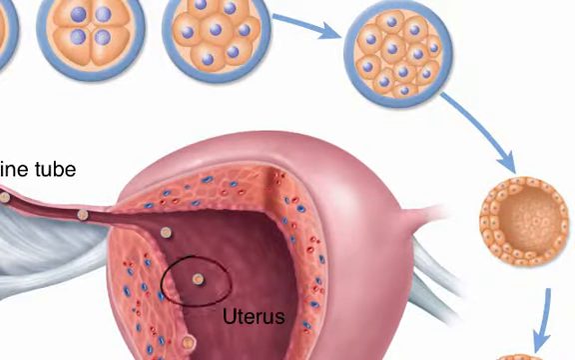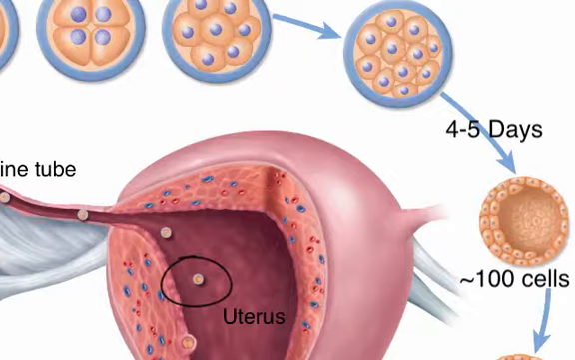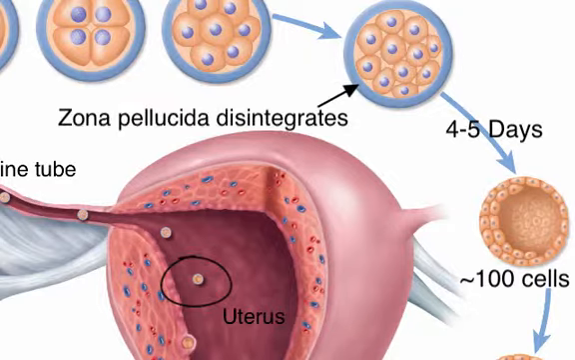The morula lies free in the uterine cavity for about 4 to 5 days and divides into 100 cells or so. During this time, the zona pellucida disintegrates and releases the conceptus, which is now a hollow sphere called a blastocyst.